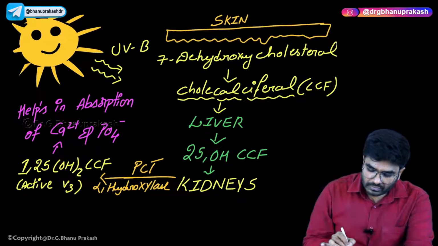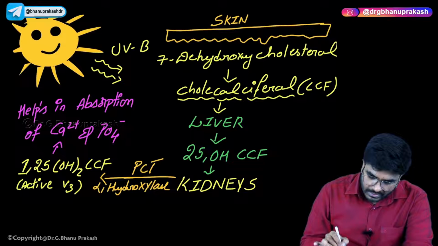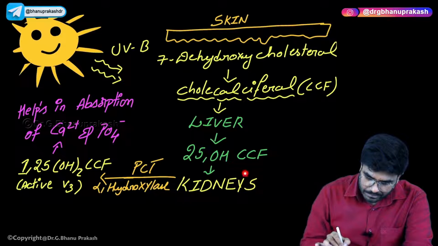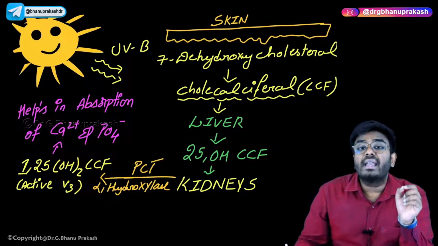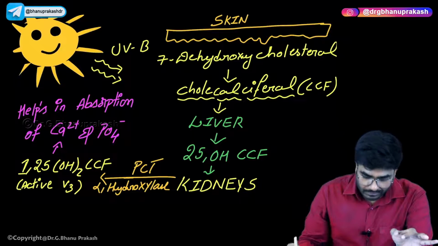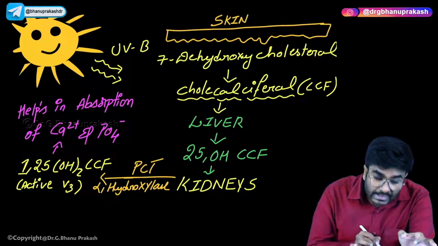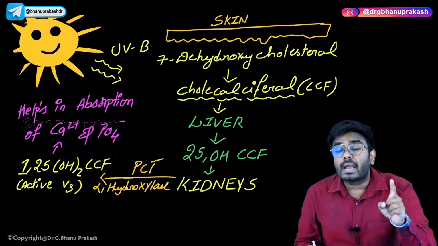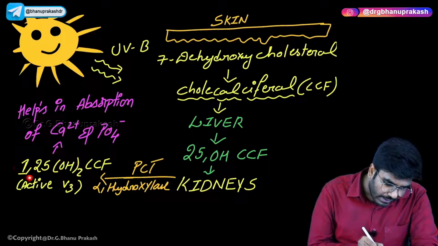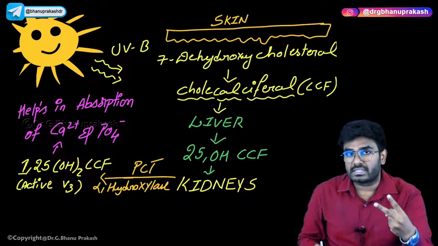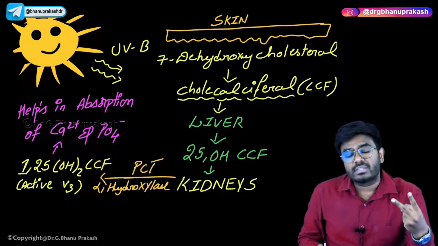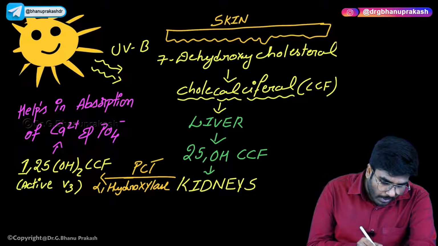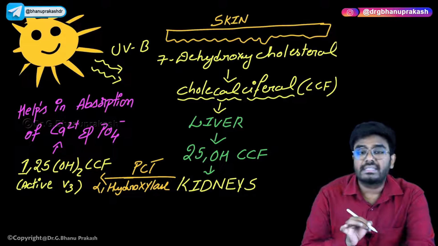Now what happened to this 25 hydroxy cholecalciferol? Now this one is going to come to the kidneys. Then what happens? Now in the kidneys, in the PCT of the nephrons, this 25 hydroxy cholecalciferol is getting one more hydroxylation on carbon number 1. So now it's becoming 1,25 dihydroxy. Okay, there are two hydroxylations. One hydroxylation is there on the 25th carbon and the second, or the final, hydroxylation is present on the first carbon. So 1,25 dihydroxy cholecalciferol is there.